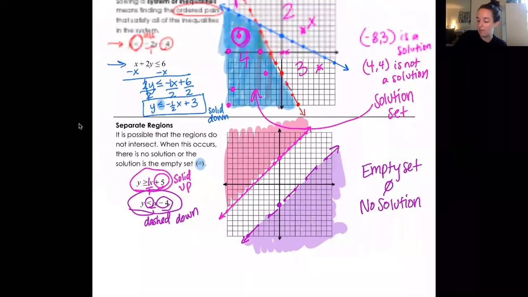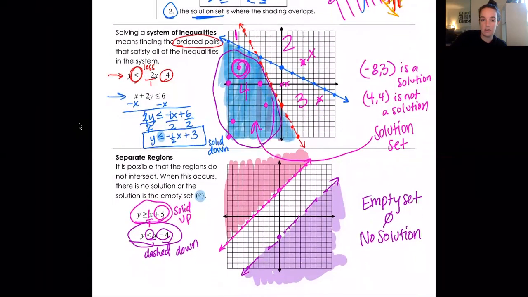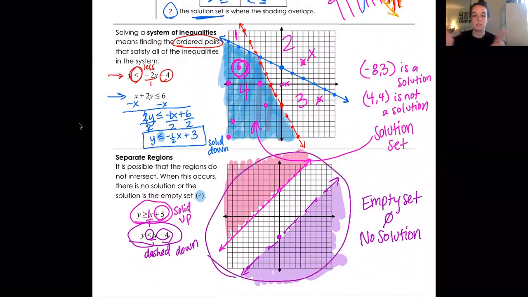So we would say anything that's in this region, that would be a solution, and anything that's out here is not a solution. There are no solutions to this one because there's nothing where it overlaps.